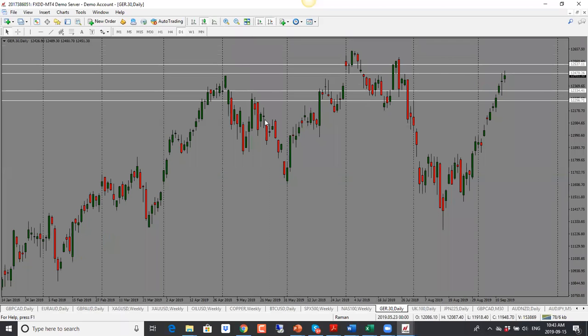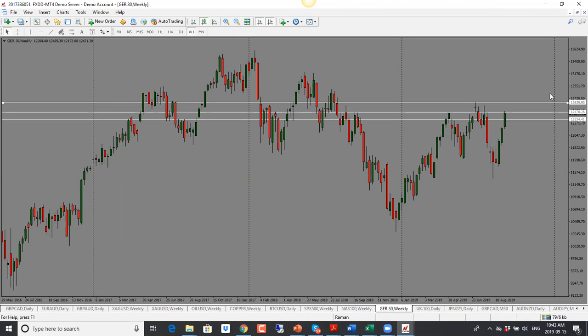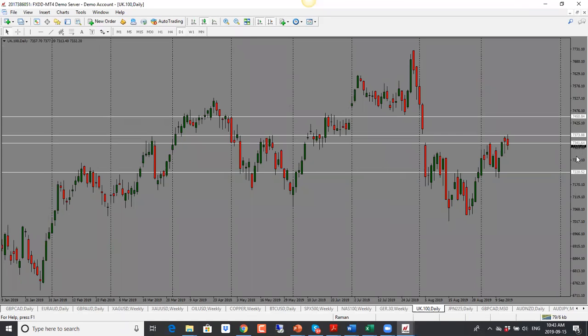DAX here, DAX is looking bullish as well. Strong bullish move here. Bias is bullish. Next target is 12,650. And then 12,800. So bullish bias here for DAX.